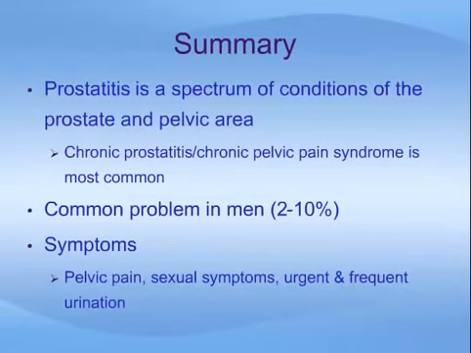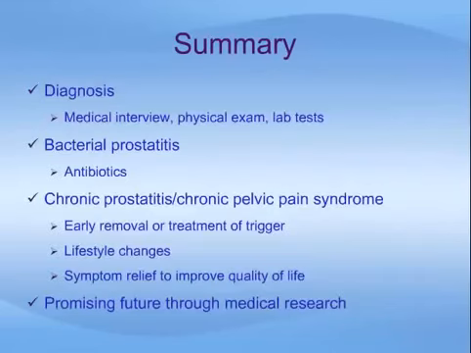In summary, prostatitis is a spectrum of diseases of the prostate, with chronic prostatitis, chronic pelvic pain syndrome being the most common. It is a very prevalent problem among men of all ages, affecting 2 to 10% of them. Symptoms of prostatitis include pain in the pelvic area, back, and abdomen, sexual symptoms, such as painful ejaculation, and urinary symptoms, such as urgent and frequent need to urinate. The diagnosis of prostatitis syndromes relies on a careful medical interview, physical examination, and certain lab tests. When bacterial prostatitis or infectious prostatitis is suspected, treatment can be successful with antibiotics.